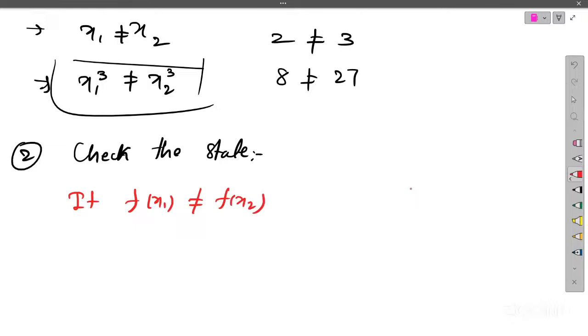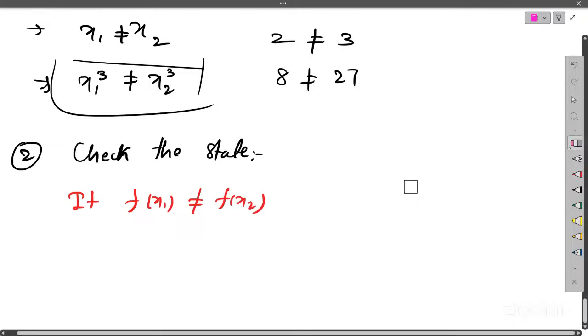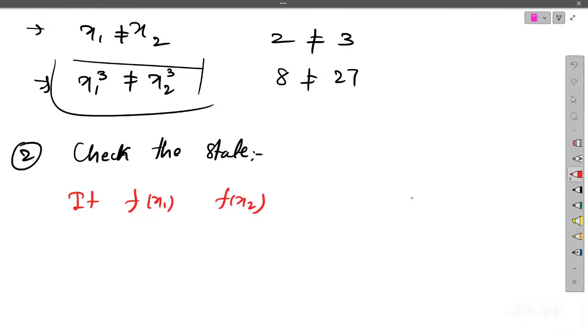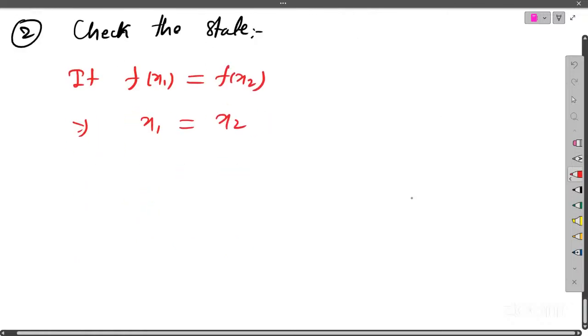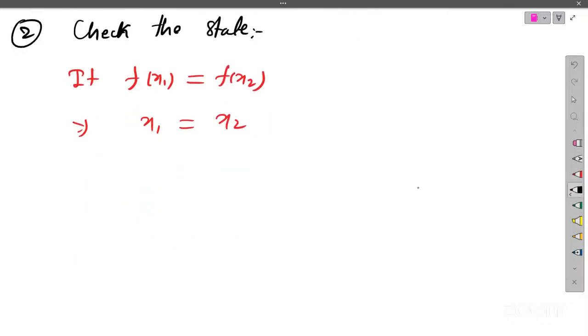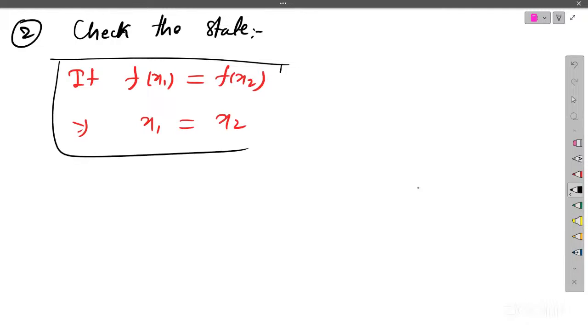So we want to reverse the statement. Here what you do is assume that you have the same output. For a single output, we need a single input. So that means this should imply x1 is also equal to x2. This is used when we want to check that the given function is one-one. So it is mostly used for proving oneness.